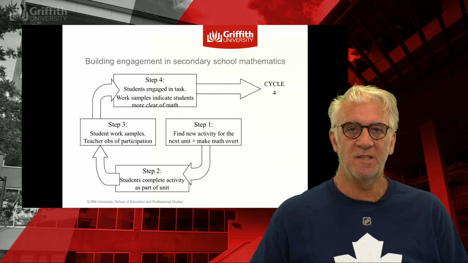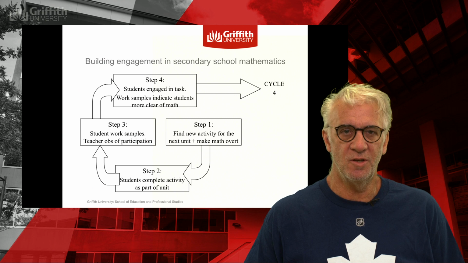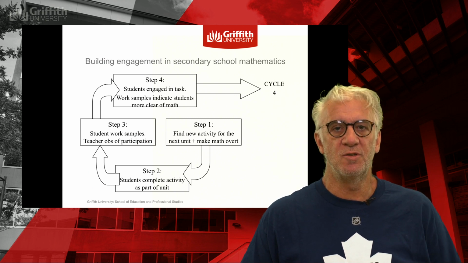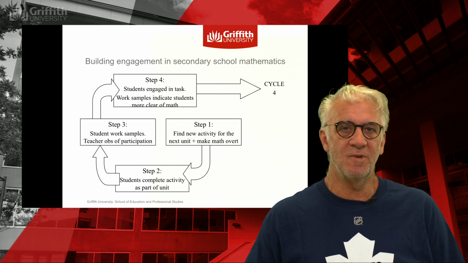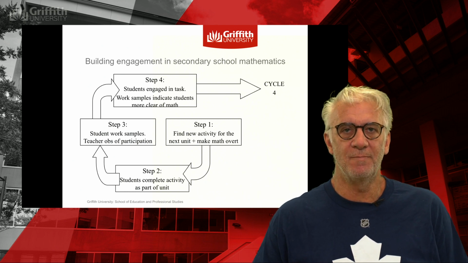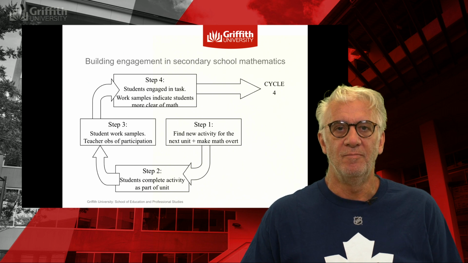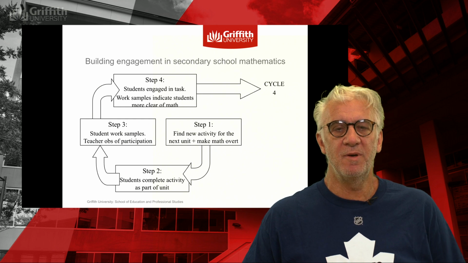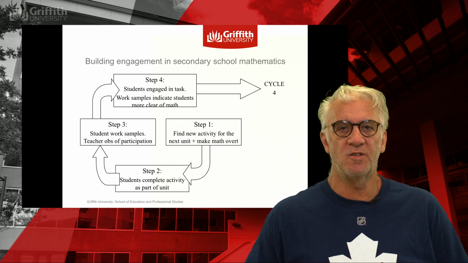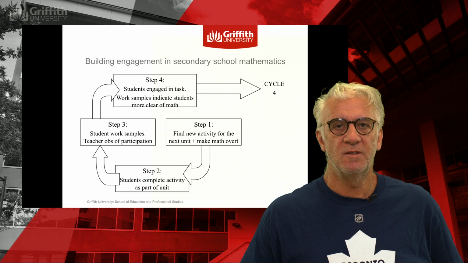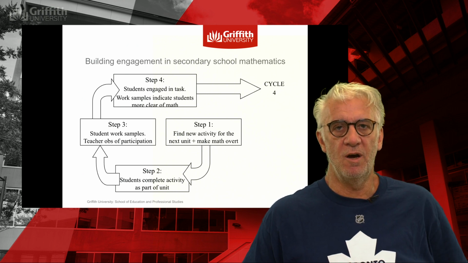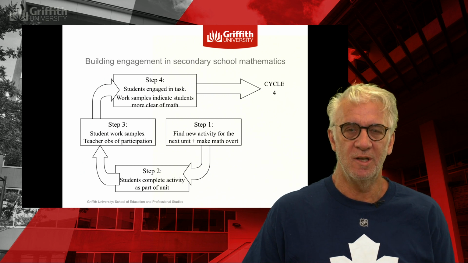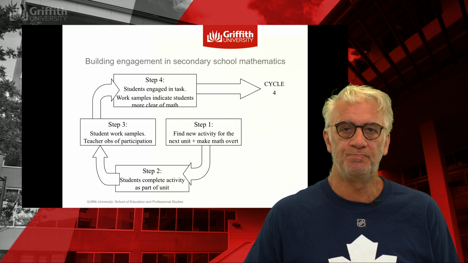So we did the next cycle, the third one. We found another new activity, and we included it in the next unit, one that was more problem solving and activity based. The students completed the activity again, and again we collected work samples and we observed one another. Again, we found the students were engaged in the task and activity, and this time because we made the mathematics more overt, so rather than just doing an activity, we linked it quite overtly to the maths curriculum, the students were more clear about what they were learning. In this case, it happened to be about algebra.